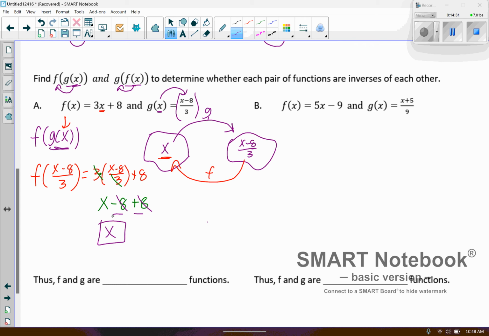And so yes, they are inverses. So thus, and this is how it will look on your homework, thus f and g are inverses of each other.